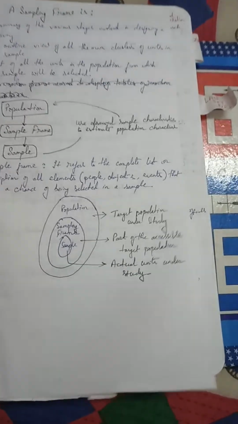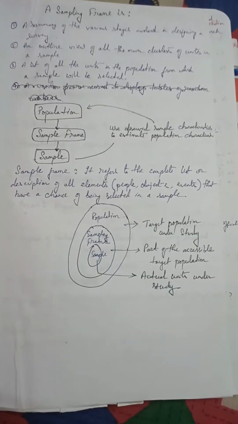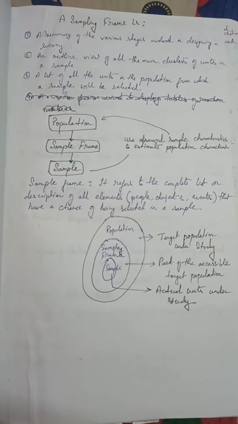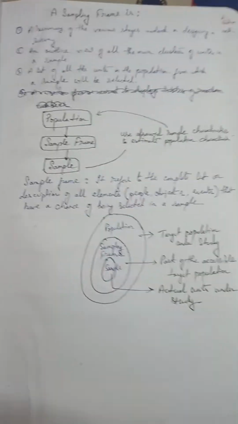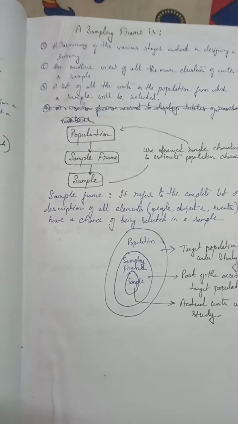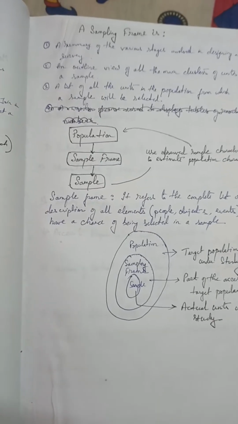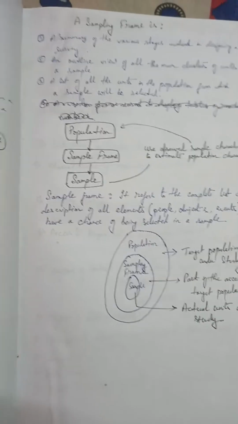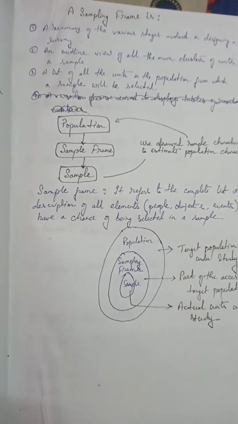Now, the characteristics of a good sample frame: it must be complete, accurate, relevant, and accessible. Complete means it includes every member of the population. Accurate means the information should be up to date. Relevant means it must correspond exactly to the defined target population. And accessibility means it should be easy for the researcher to use.